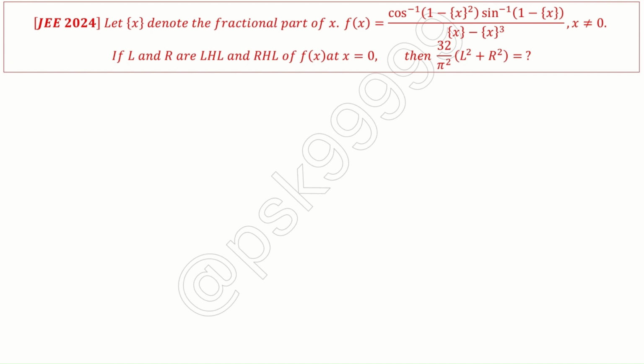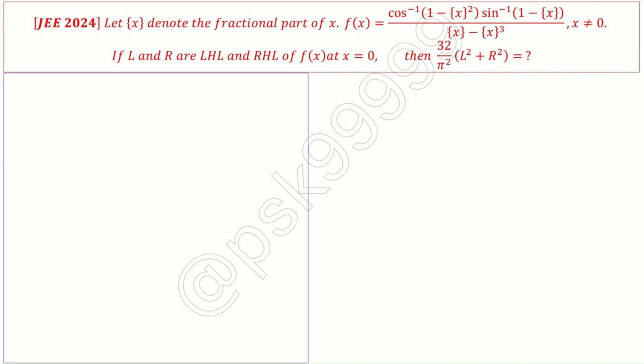If flower bracket x denotes the fractional part of x, this is called the fractional part, meaning if it is 1.2, this will return me 0.2. If it is 1.001, it will return me 0.001. f of x equals cos inverse of 1 minus fractional x square, sin inverse of 1 minus fractional x, divided by fractional x minus fractional x cube, where x is not equal to 0. If LHL and RHL are L and R, then what is the value of 32 by pi square into L square plus R square? So first find out the LHL and RHL values, then that's it.